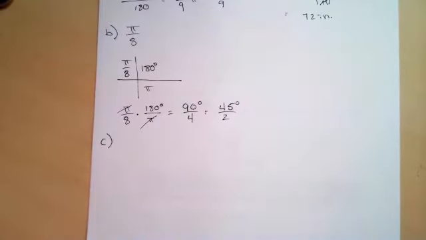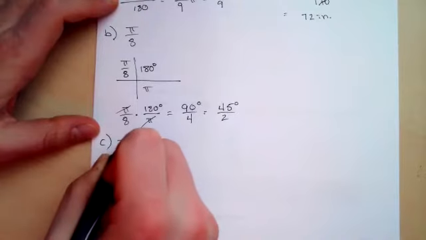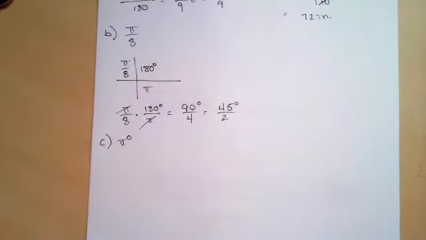Okay, so let's see 2 more of these. And these are the ones we want to be careful of, because I'm going to write pi degrees. Our common mistake is that if we see pi, we immediately think it's radians.